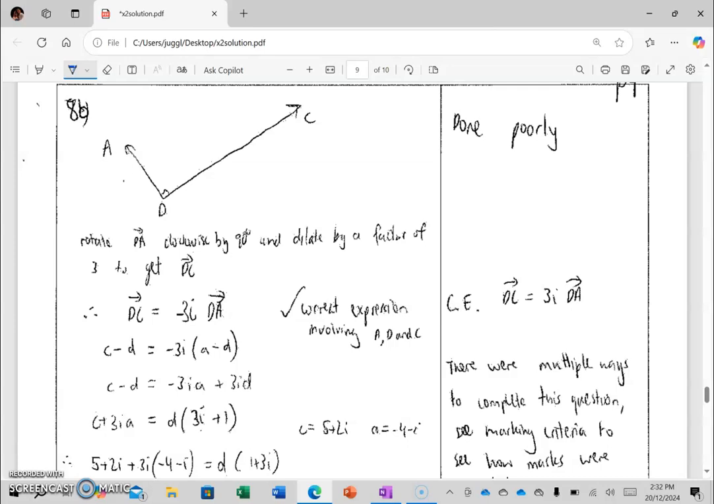Okay, so the obvious one is if you take the vector from D to A, you rotate it 90 degrees clockwise and you make it 3 times larger, then you get DC. So because it's a clockwise rotation, you had to times by negative i. That was a common mistake, people forgetting to times by negative i for the clockwise rotation.